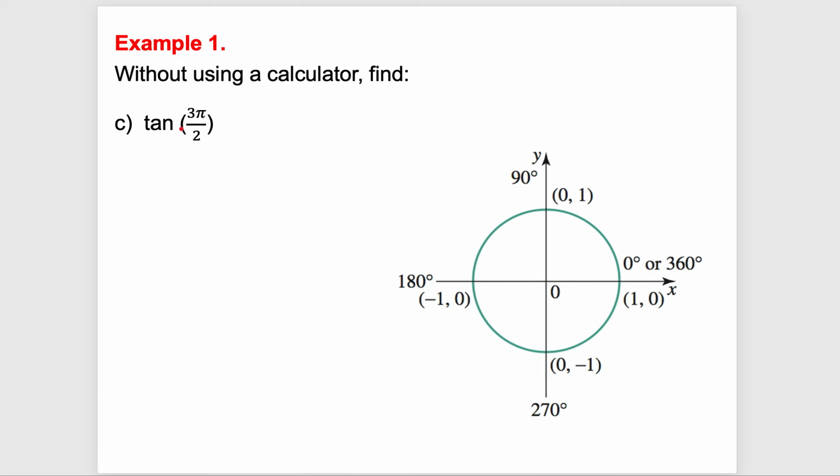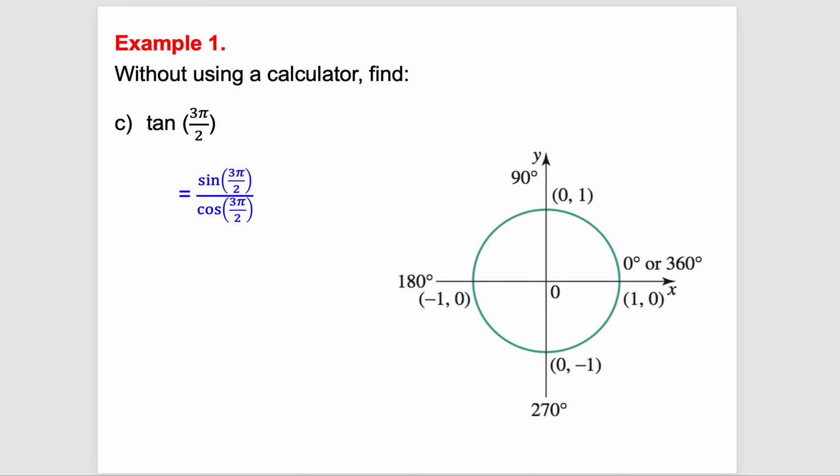Okay, part C, this one asks for tan of 3 pi on 2. Now, tan's a little bit trickier, right? We said that cos comes from the x-axis, sine comes from the y-axis. Tan doesn't really come directly from the x or y-axis, but what you'll hopefully remember from last time is that tan of a particular angle is equal to sine of that angle divided by cos of that angle. So to work out tan of 3 pi on 2, we can work out sine of 3 pi on 2 over cos of 3 pi on 2.